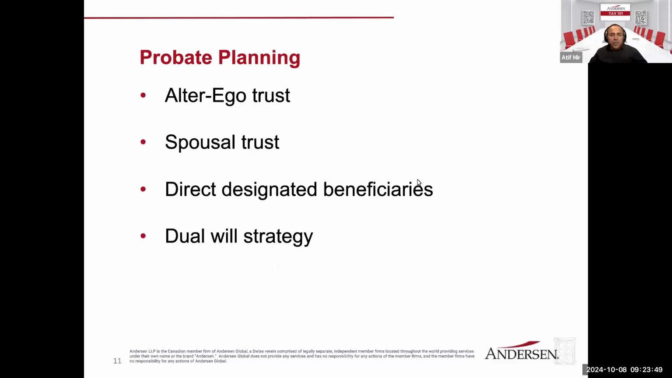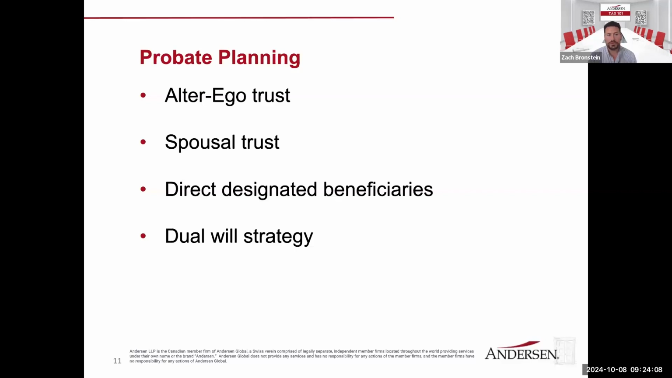Okay, so there are different ways to do probate planning. There is alter ego trust, spousal trust, direct designated beneficiaries, dual will strategy. So alter ego trust, Zach, do you want to unpack for us what does alter ego trust mean and how does that fit into the probate planning?